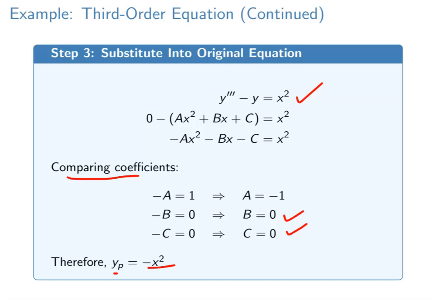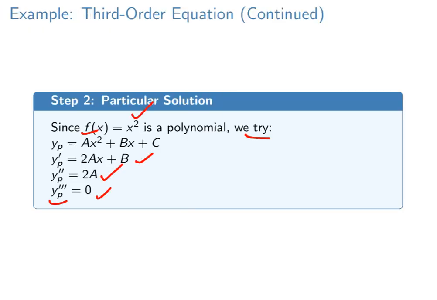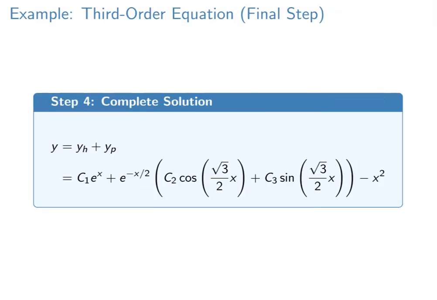Now this is the particular integral, and already we know the CF, so we can write yh plus yp. So the complete solution will be c1 e to the power x plus e to the power minus x by 2 into (c2 cos root 3 by 2 x plus c3 sin root 3 by 2 x) minus x square. So that's it. Thank you.